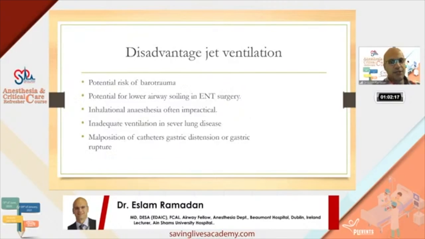The disadvantages of jet ventilation are the potential risk of barotrauma and the potential for lower airway swelling in ENT surgery if you are using supraglottic jet ventilation. Inhalation anesthesia is often impractical, so you have to use TIVA. There is inadequate ventilation in severe lung disease, and malposition of the catheter can lead to gastric distension or gastric rupture.